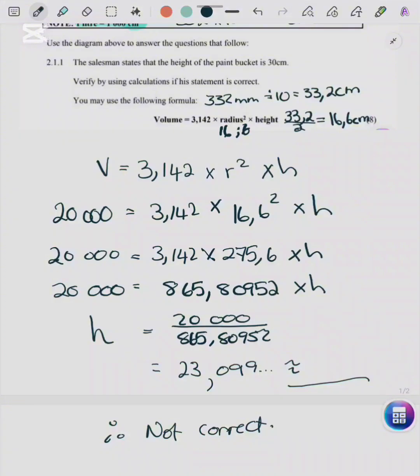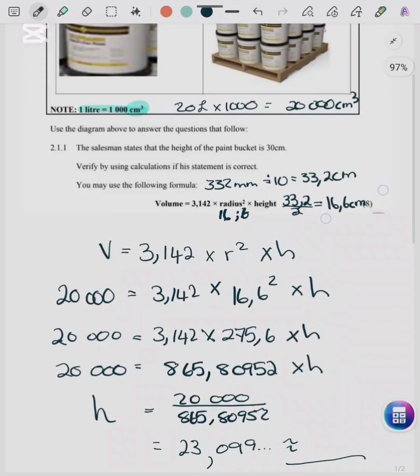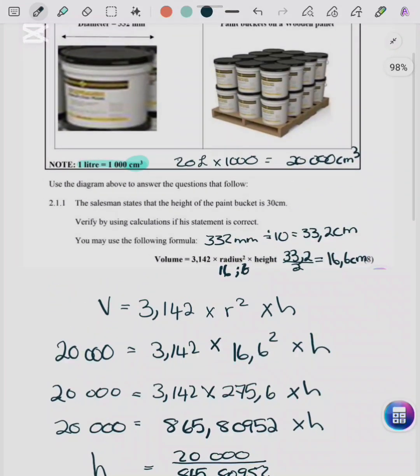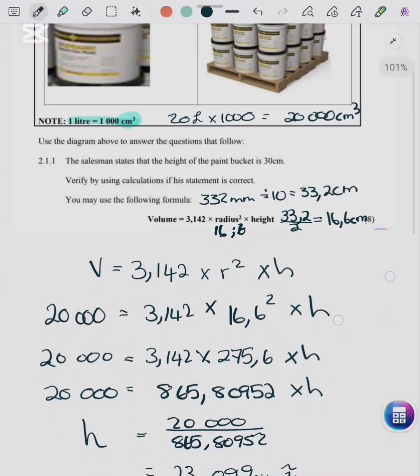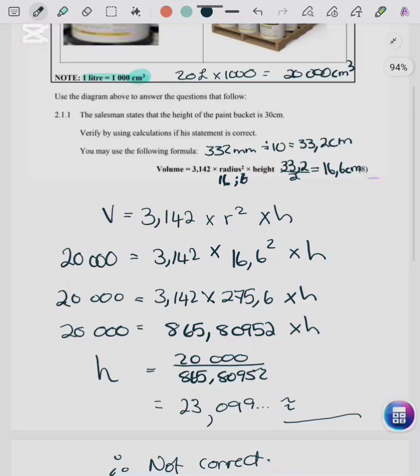There was an alternative way because of how the question was being asked. You could have also calculated volume using 30 centimeters in your formula and then figured out, does it give you the volume of 20,000? That would be an alternative way of working it. I'm not going to show that one now because although it's legitimate, there are ways to ask this question where they will force you to work backwards. So it's quite important that you do know how to do this type of calculation.